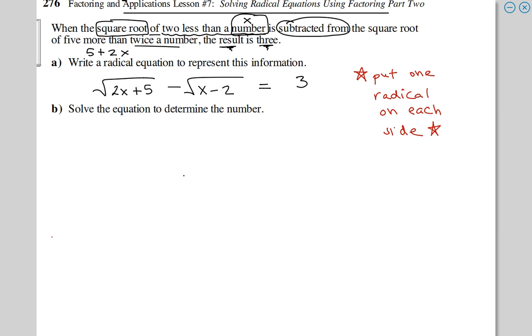Which one do you want to move over? Good. So let's leave the root 2x plus 5 on the left, and let's move that guy over to the right. And now we will square both sides. Square and square. The left is very nice.